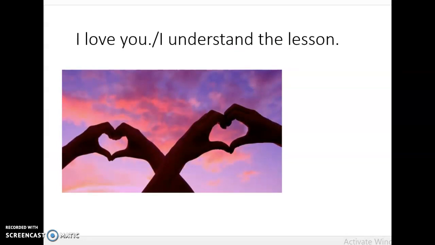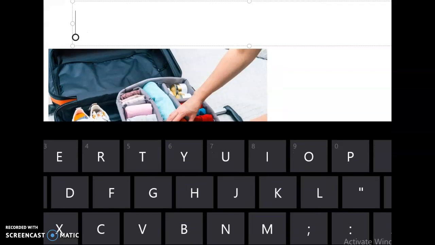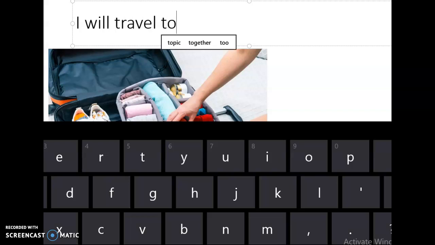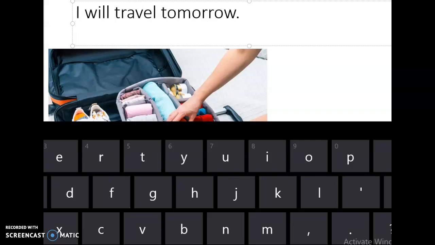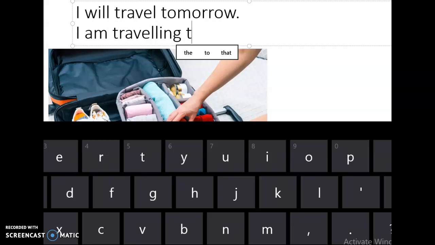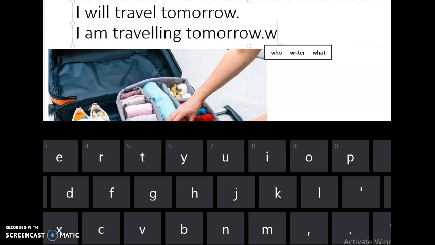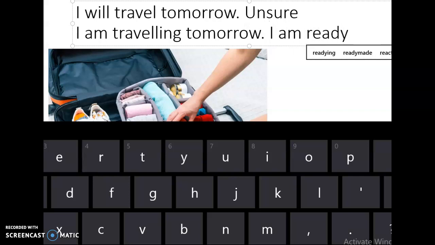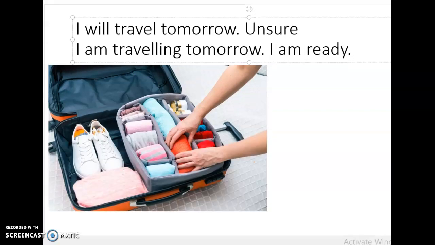There's one more exception, which is, for example, traveling. I can say, I will travel tomorrow. Or I can say, I am traveling tomorrow. Okay? If I say, I will travel tomorrow, meaning I'm unsure. I may travel tomorrow, maybe not. I'm traveling tomorrow, meaning I am ready. I packed my stuff. If you see here, I packed my stuff. I have my ticket. I'm leaving tomorrow.